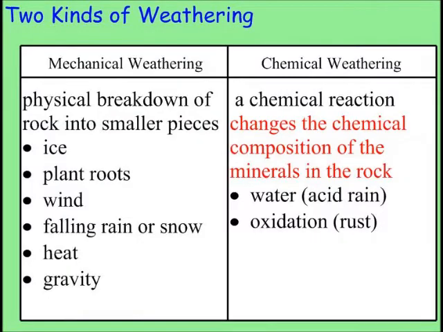There's two kinds of weathering. Mechanical weathering is the physical breakdown of rock into smaller pieces. This is typically associated with ice wedging, plant root wedging, wind, falling rain or snow, heating and cooling rocks, and then finally gravity. Chemical weathering is when a chemical reaction changes the chemical composition of the minerals in the rock. And this typically happens through acid rain or through oxidation, which is another way of saying rust.